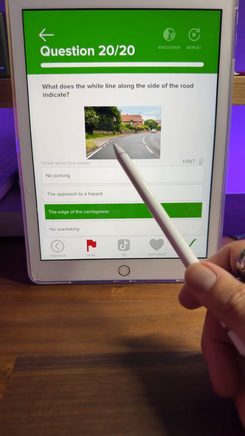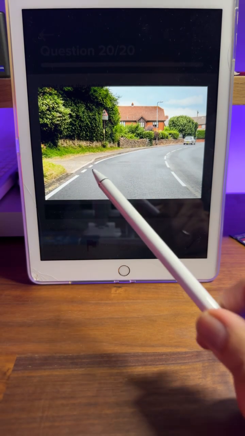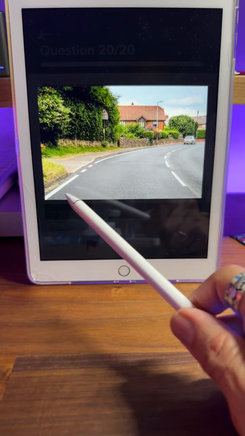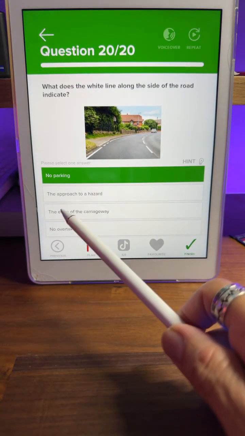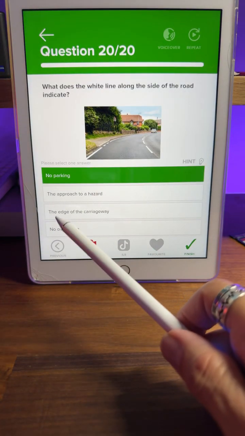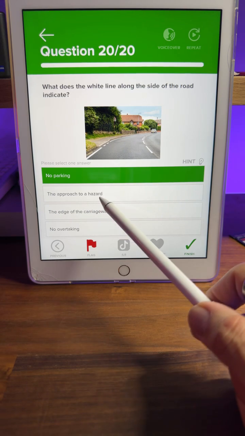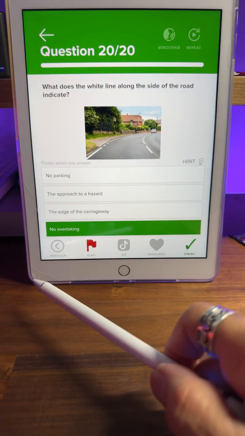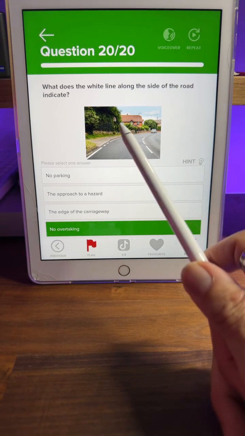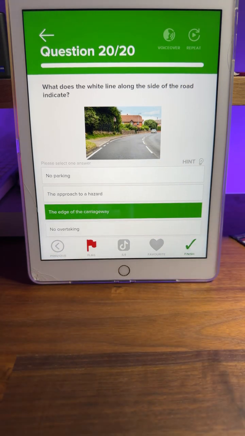So at night time, if it's unlit, hopefully your headlights will light up these white lines, and it tells you where the edge of the carriageway is, so you don't smack into that curb. No parking, no, there'll be yellow lines, double lines, or other restrictions. The approach to a hazard, that's more your centre line, or a hazard warning sign. No overtaking, no, that'll be in the middle, wouldn't it? Or a sign saying no overtaking. So we know it is the edge of the carriageway.